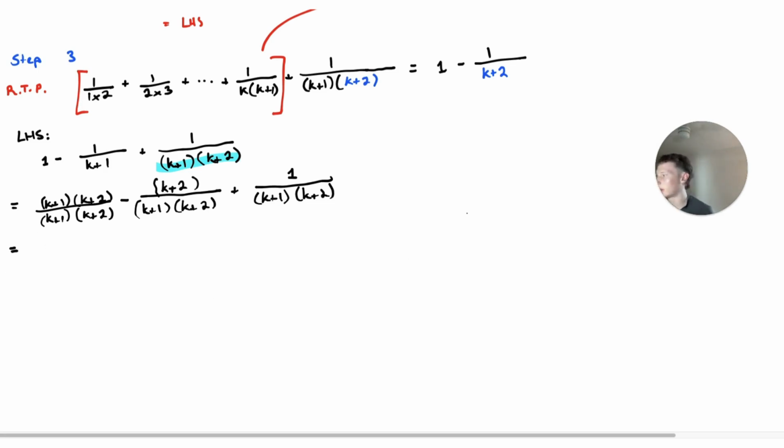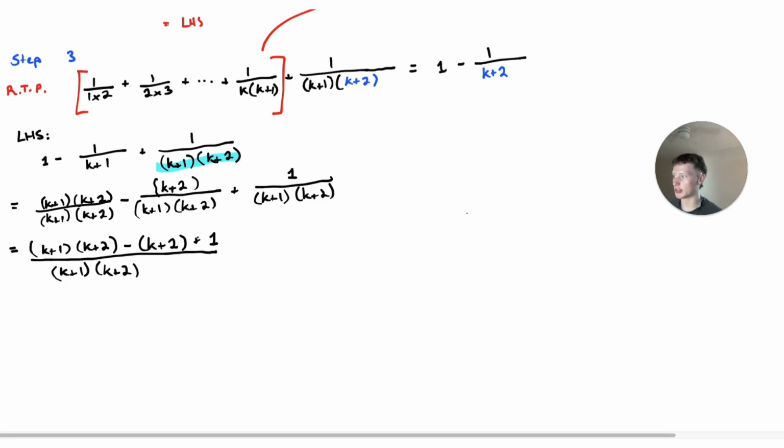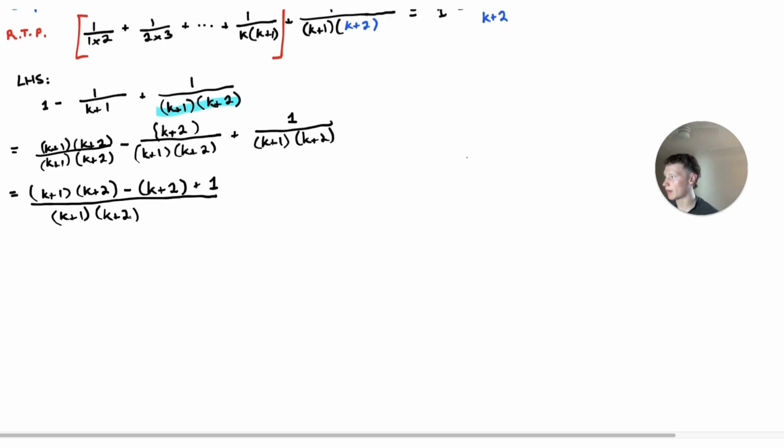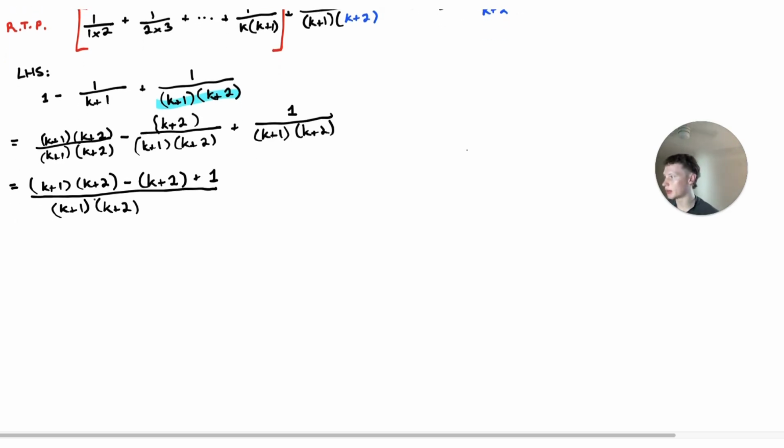So that will look like k plus 1 times k plus 2, and then minus k plus 2, plus 1, and all of that is over k plus 1 times k plus 2. All right, so now we've got to go to work here with what we have on the top. And the easiest place to start is probably going to be by expanding out this term here.